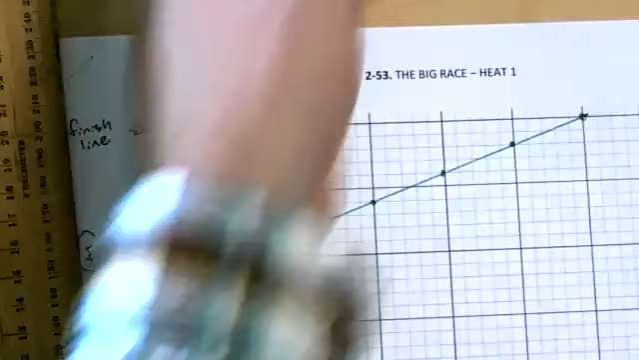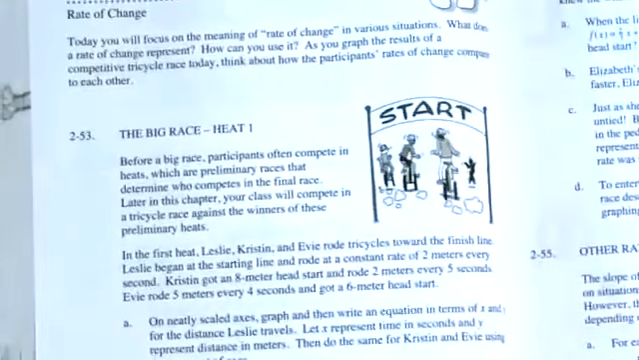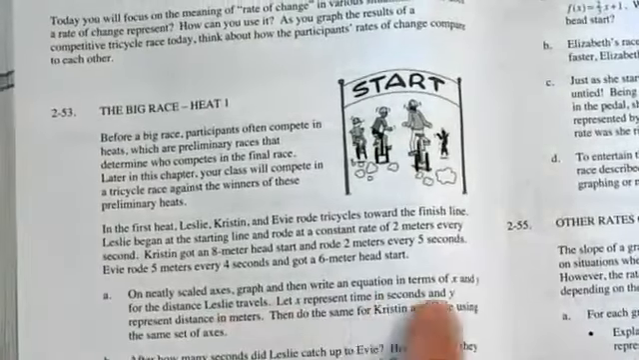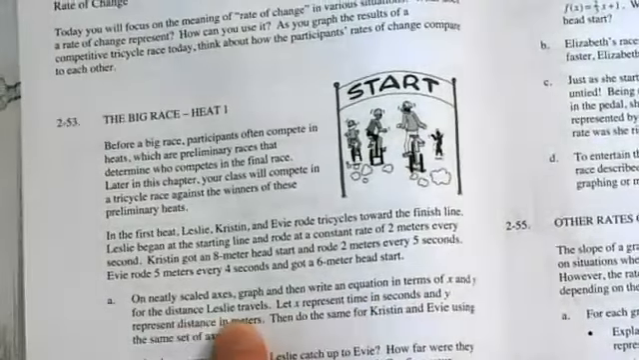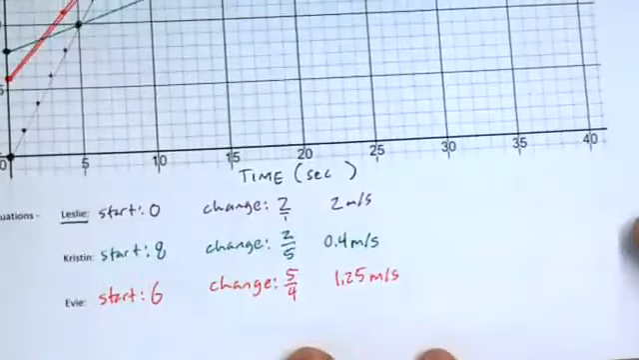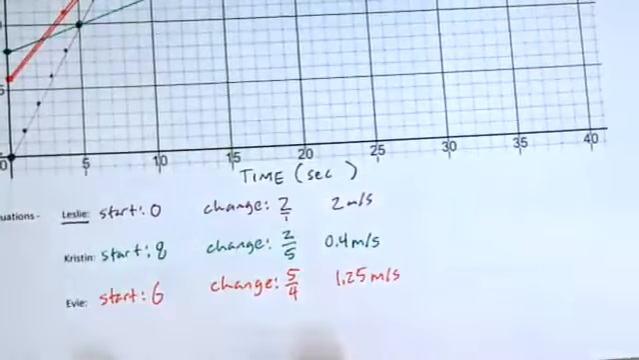I'm going to read part A. It says on neatly scaled axes, graph and then write an equation for Leslie, and then do the same for Kristen and Evie. Well, we already graphed all 3 of them. That's great. Let's write equations for all 3 of them. Let's go down below where we've got our information. I think we've got all the information we need to write equations, don't we? All we need is a change and a start value.